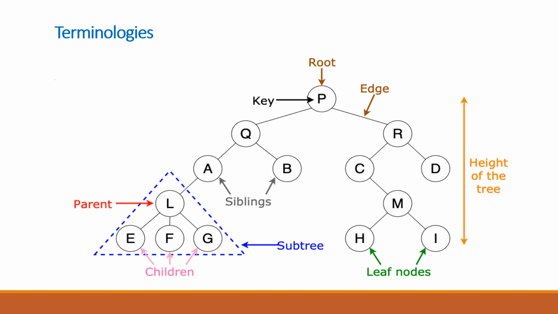Next, child node. The roots of the subtrees of a node that doesn't have any child nodes, we can call child nodes. Next, what is a parent? Every child has one parent, and that node we call the parent node. In our example, L is a parent. The next is siblings. The children of the same parent are called siblings. So in our example, A and B are the siblings of parent Q.